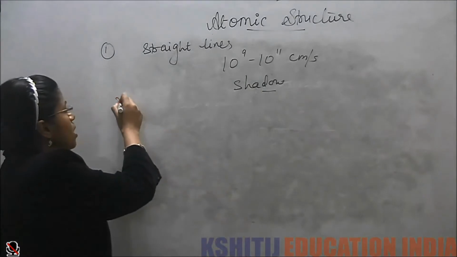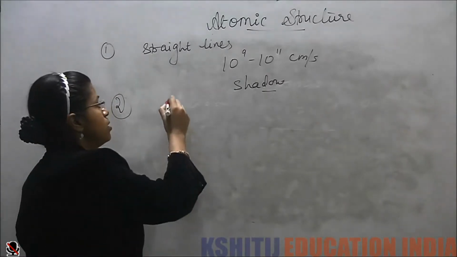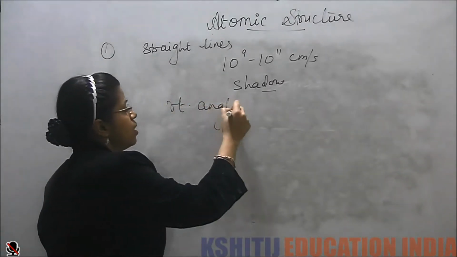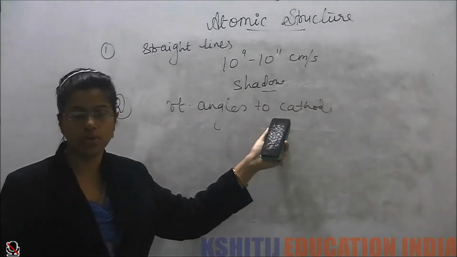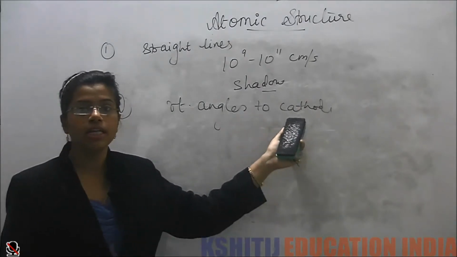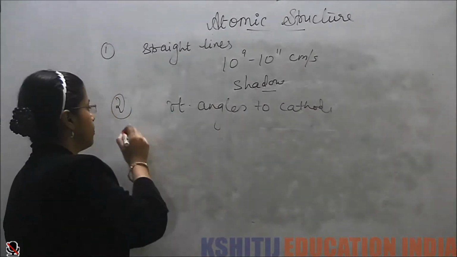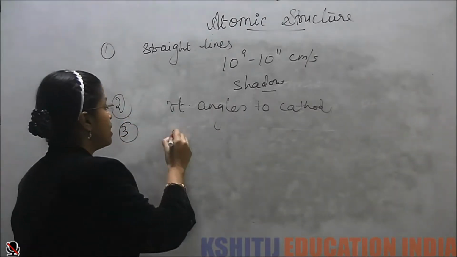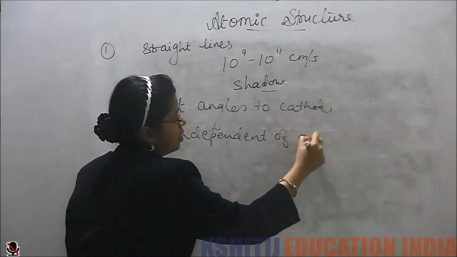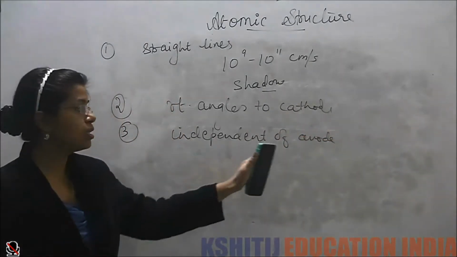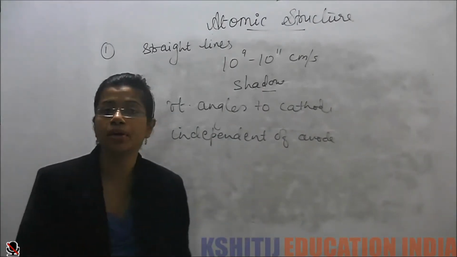The second feature was that these cathode rays always come out at right angles to the cathode, whatever be the position of the cathode. Moreover, their path is independent of the position of the anode. Their path depends only on the cathode but is independent of the anode.